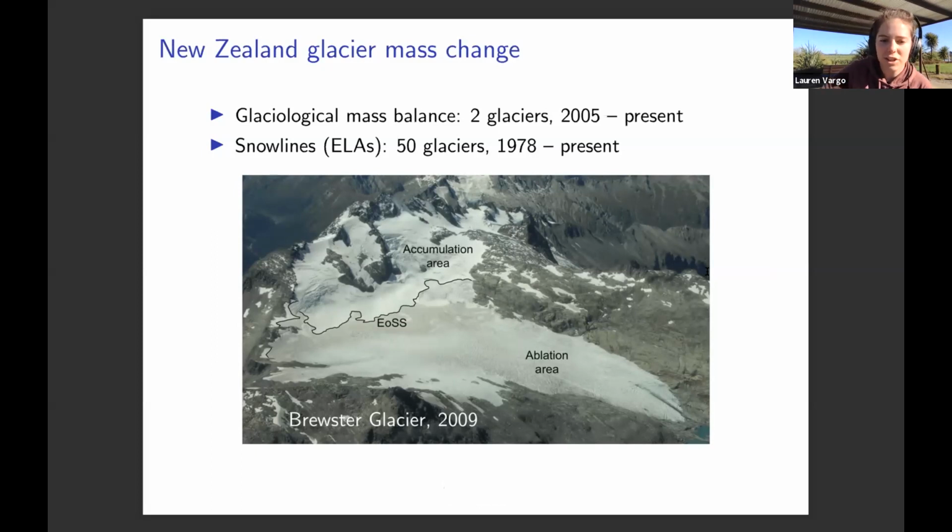The snowline on a glacier is shown by this line here on this photo. And what makes it unique is you can visually identify it in photographs. So New Zealand has this record of over 50 glaciers with their snowline elevation varying every year since 1978. So we wanted to use these two different sets of measurements to see if we could attribute the years when New Zealand glaciers lost the most mass to climate change.